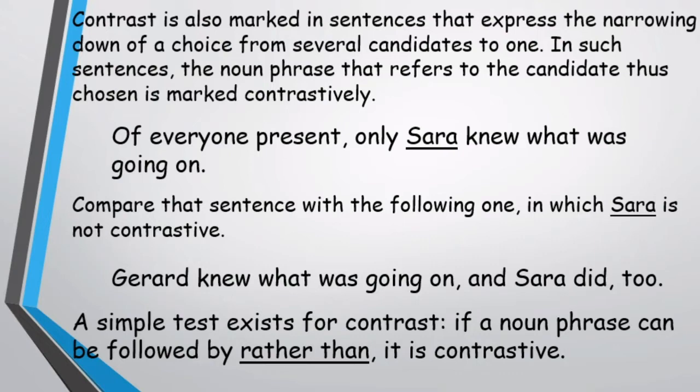Compare the sentence with the following one, in which Sarah is not contrasted. Gerard knew what was going on, and Sarah did too. Sarah agreed with the word Gerard, because Sarah and Gerard both knew what was going on. Therefore, they are not contrasted. A simple test for contrast is this: if a noun phrase can be followed by "rather than," then we can say it is contrasted.